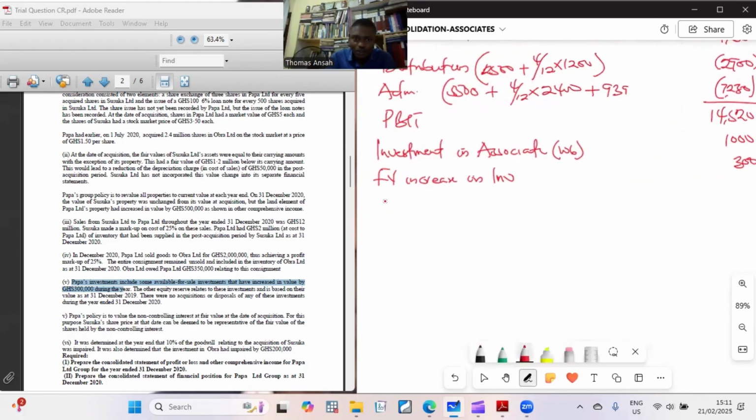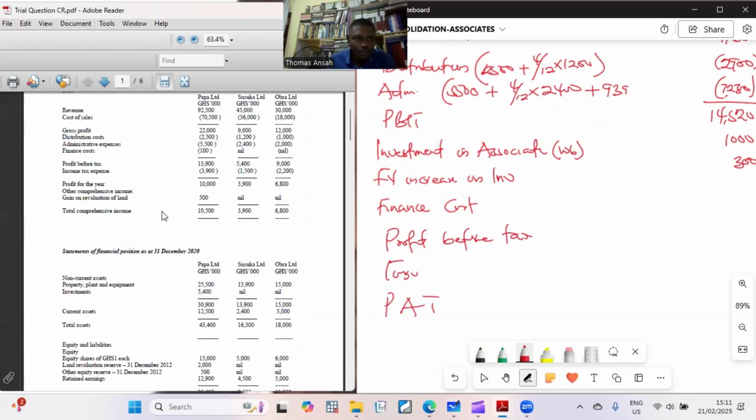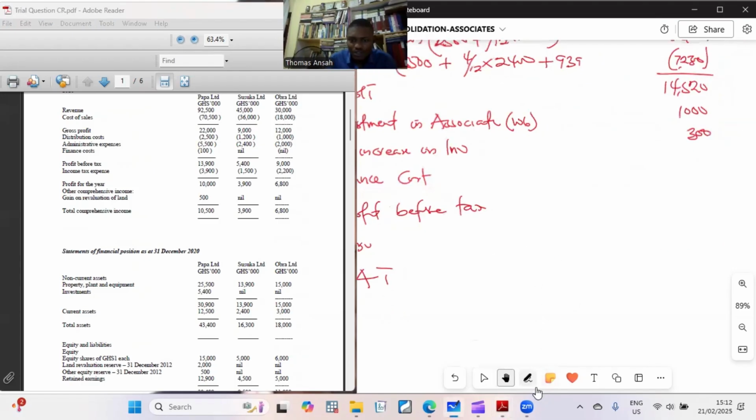Then you less finance cost. The figure that you'll be getting is profit before tax. Then you tax so that you can get the profit after tax. So what is the finance costs? Finance costs is 100. I think there is nothing on it, straight 100. It's a subtraction of 100.